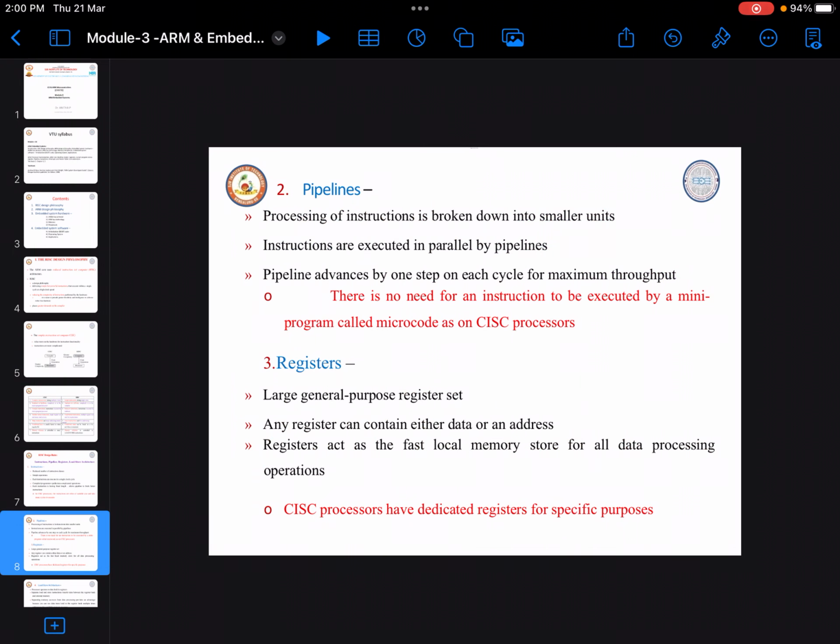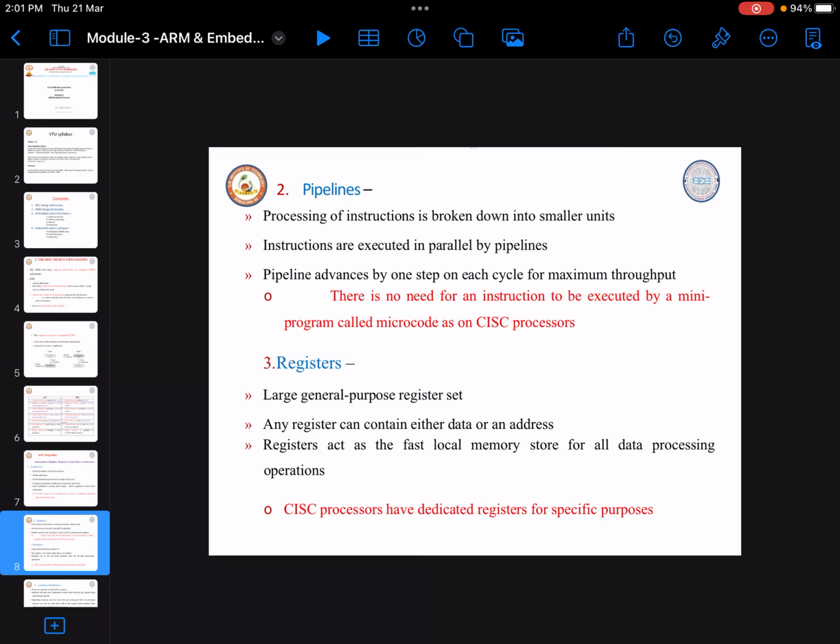Coming to pipelining, you have 3-stage, 5-stage or 7-stage pipeline techniques. Pipelining basically means that the processing of instructions is broken down into smaller units, and those smaller units are performed in a clock cycle. Instructions are executed in parallel by the pipelining technique. Like you have fetching, decoding, and executing, a 3-stage pipeline.